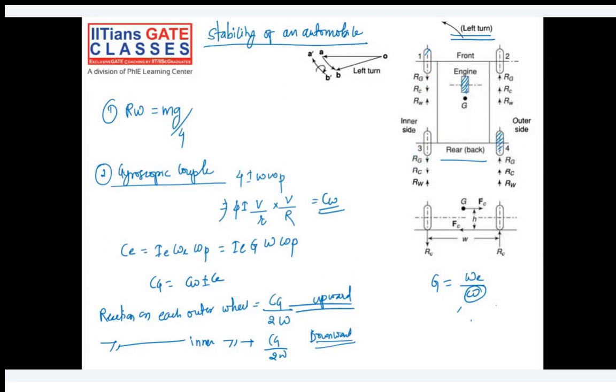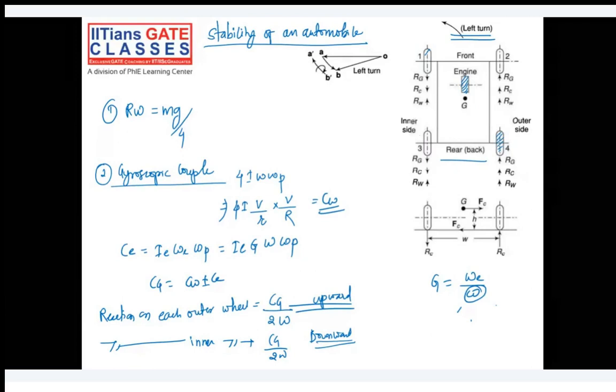upward. Why? Because two reactions are in downward direction, that is Rg and Rc, and only Rw is upward. So if Rw is greater than Rg and Rc, then you can avoid lifting of any of the wheels from the ground, and you can make sure that your vehicle is stable.